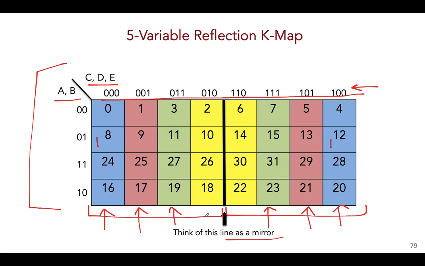So this visualization using colors is just to help you get an idea of which column is supposed to be considered adjacent to which column. That is, which cell is considered to be adjacent to which cell, because that helps you form groups of the ones. If you're talking about SOP, we have to form groups of the ones. If you're talking about POS, we have to form the groups of the zeros. The point is, think of this central line as the mirror, and then this half is essentially a mirror reflection of this half. This is what a 5-variable reflection K-map looks like.